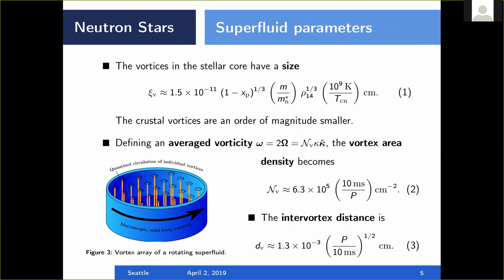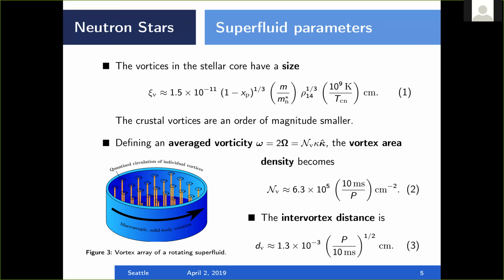If you relate that to an average vorticity of the system, you can define how many vortices you need per unit area to match those numbers with actual observational values for the periods of these neutron stars that we have. And typical, I'll show you a few more values in a bit. A typical rotation period for a neutron star would be something like 10 milliseconds. So if you want the superfluid to rotate at 10 milliseconds, you would need something like 10 to the 5 vortices per unit area.